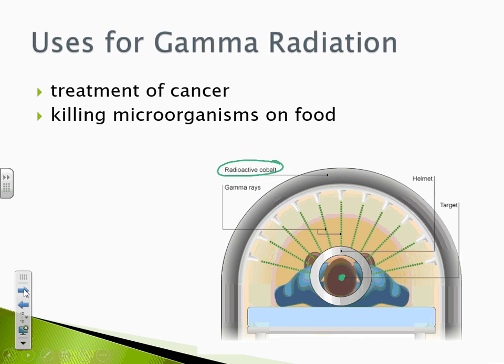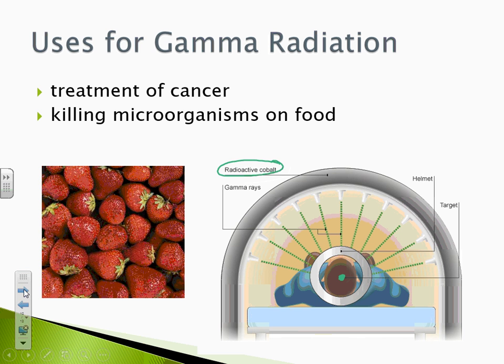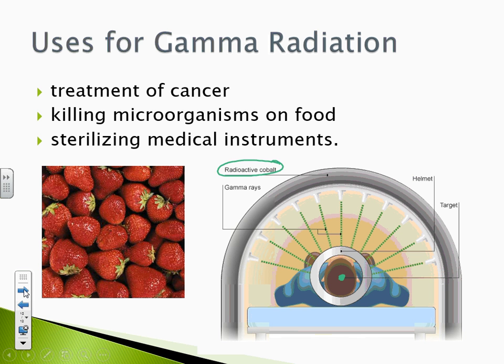You can also use gamma radiation for killing organisms on food. It doesn't alter the food, but it kills the microorganisms that can make you sick. It's also used for sterilizing medical instruments. Again, it kills the bacteria so that you don't get sick when you have an operation.